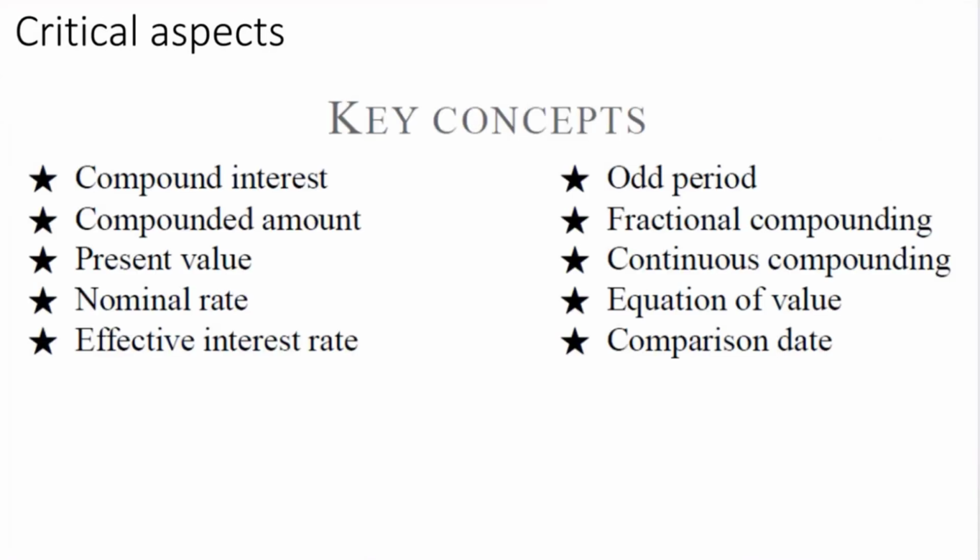Okay, here are the critical aspects that we need to focus on when we are doing compound interest. It is actually the definition of compound interest. And what do we mean about the compounded amount, the present value, the nominal rate, the effective interest rate, the odd periods? The odd periods become very important when we are doing the bonds, the fractional compounding, the continuous compounding, equation of value, and also the comparison between the dates.